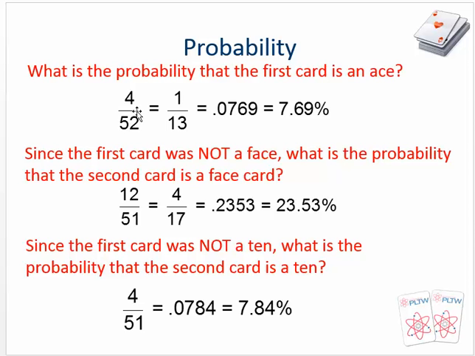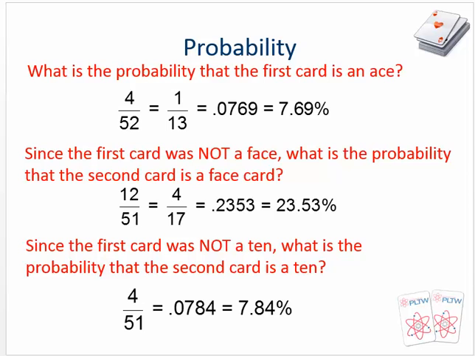Since the first card was not a face card, what is the probability that the second card is a face card? Well, we're going to say there's 12 face cards. But now there's only 51 cards left because we've already pulled one out. So there's one less. It's not 52 anymore. It's 51. So it's 12/51, so 4/17, which is 23.53%.